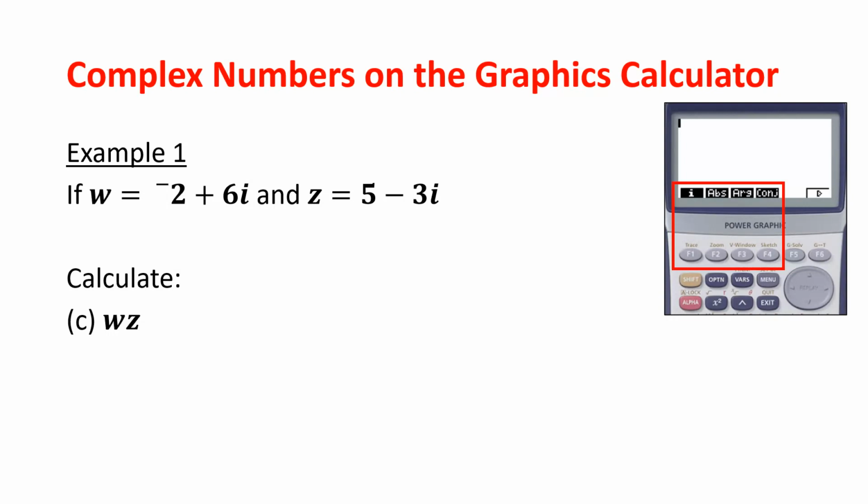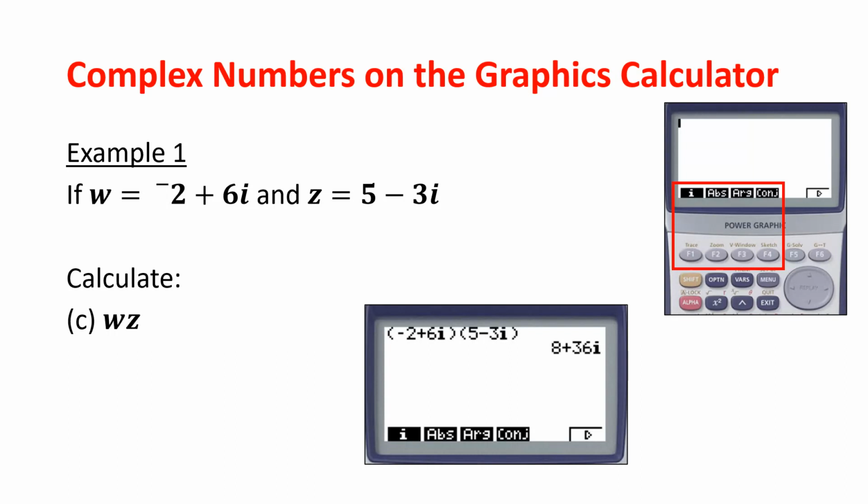Well, we can do more complicated calculations like w times z. In this situation, I like to put brackets around w, and I don't need to put the times in the middle, and then brackets around the z, and I get 8 plus 36i. Do you remember the old way of having to multiply out the brackets? Yeah, it speeds things up quite nicely.